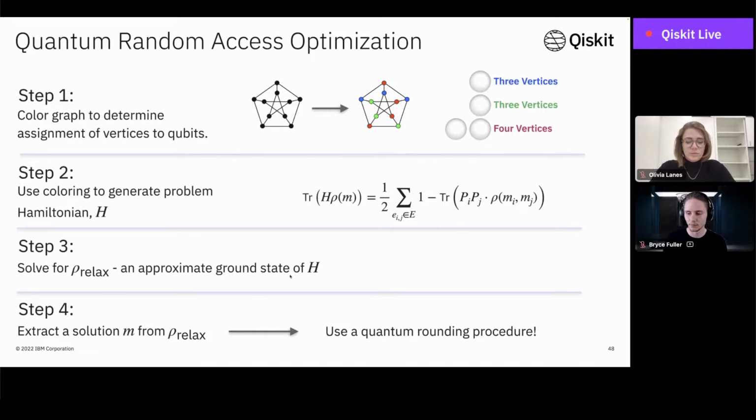The problem of approximate ground state solving is pretty widely covered in other places. We're going to use VQE for this, but there are other algorithms that you could use that produce approximate ground states. Really, the interesting bit that differentiates this technique from prior quantum optimization algorithms on near-term hardware are steps 1, 2, and 4. So I'm going to jump straight to step 4 and talk about, given some state, how are we actually going to extract solutions to our original problem from that?